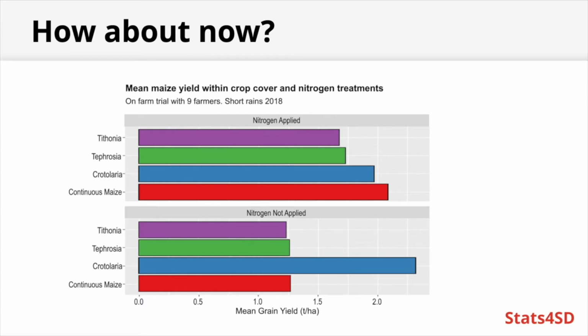Whereas now we can see, okay, generally with nitrogen being applied, the yields are higher on average. But there's one of the treatments, this blue bar there, the crotalaria, where we're actually getting higher average yields when nitrogen's not being applied. We can also see, for example, our Artifonia and Tifrosia, the purple and the green, have very, very similar yields when nitrogen's not applied, and again, when nitrogen's being applied, they've got very, very similar yields. So these are 2 very similar looking crop cover treatments.